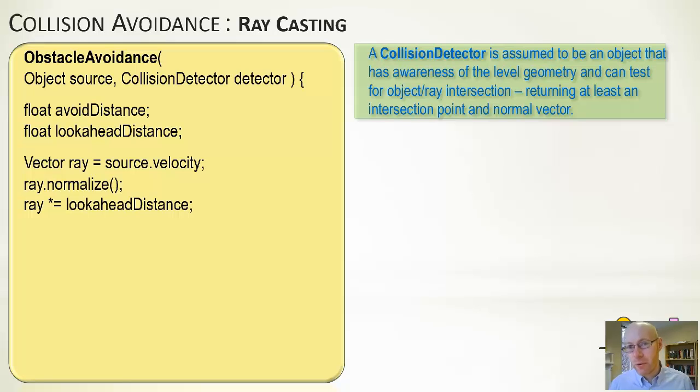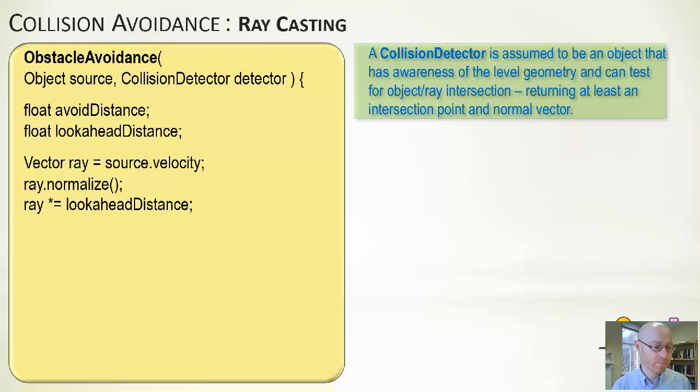We're creating a ray. So a ray is just simply a vector. Initially we use the velocity of the object because that's the direction in which it's moving. We normalize that, so that gives us the direction, gets rid of the speed, and we scale it up by the look ahead distance. So there we will have a vector which is pointing in the direction of movement of the object, and the length is how far ahead we want to look based on the length of the ray.